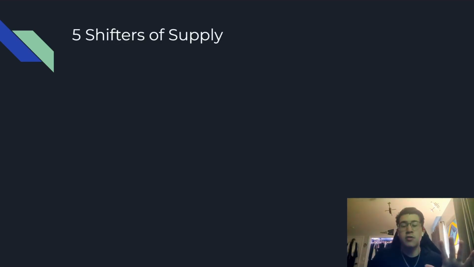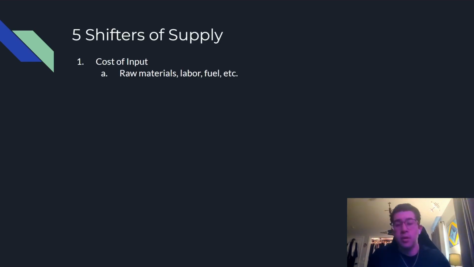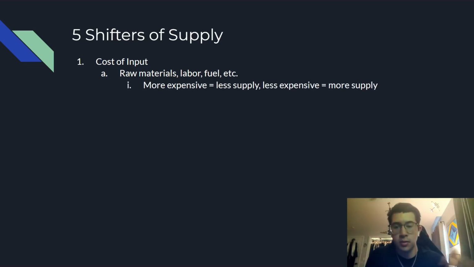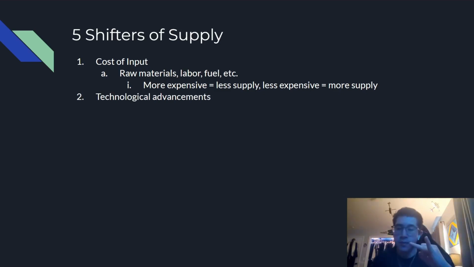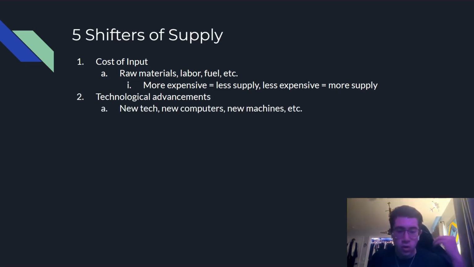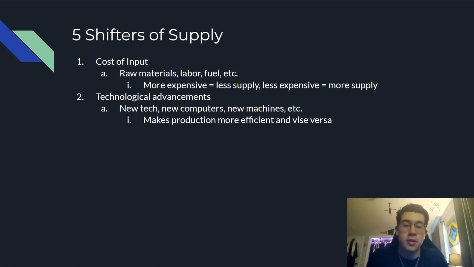Now we have 5 shifters of supply and 5 shifters of demand. First, we're going to do the supply. We have cost of input as one shifter, which is like raw materials, labor, fuel, etc. to run the business. And as these are more expensive, what's going to happen? It's going to be less supply. As they're less expensive, more supply. It's pretty self-explanatory. Technological advancements is the second one. This is new tech, new computers, new AI, new machines to enable them to produce more within their business because it makes it more efficient.